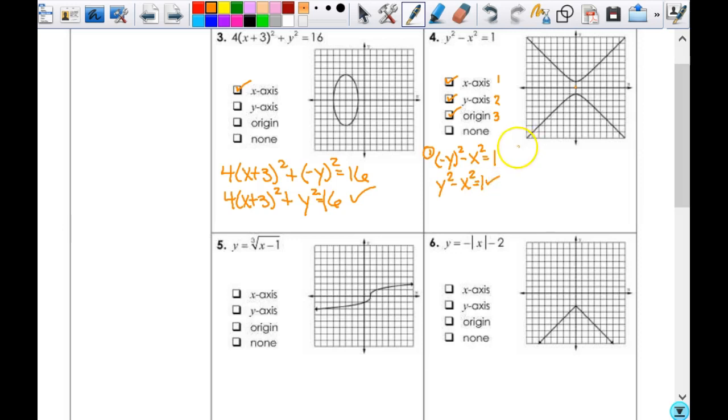All right. So then I have to confirm the y-axis, which means I substitute in a negative x. All right. So then that's going to give me y squared minus x squared equals 1. And then origin, I replace them both. So negative y squared minus negative x squared equals 1. And that gives me y squared minus x squared equals 1. Okay? Everybody okay with that? We good?